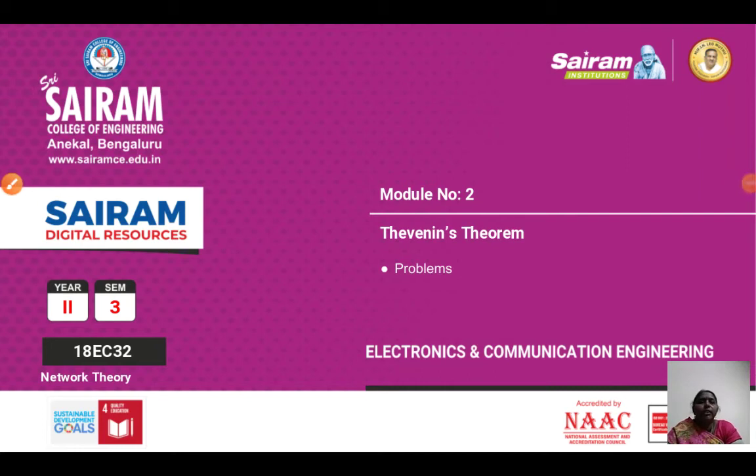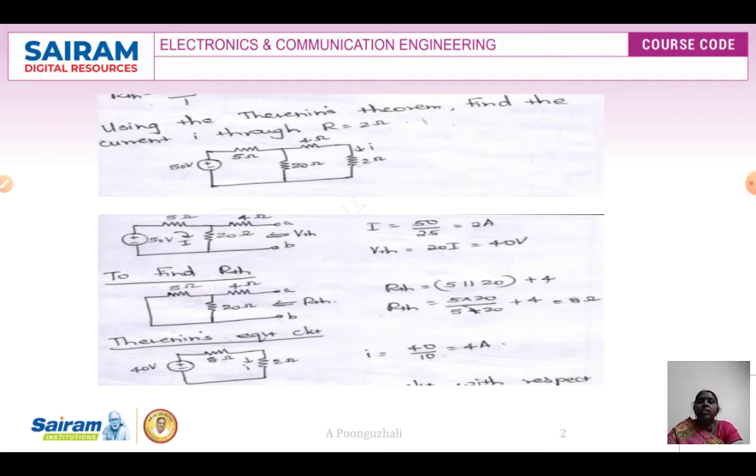Students, in the previous video we had seen the statement, procedure and proof for Thevenin's theorem. So in this video we will be seeing the problems. So first, using Thevenin's theorem, find the current I through R equal to 2 ohms.